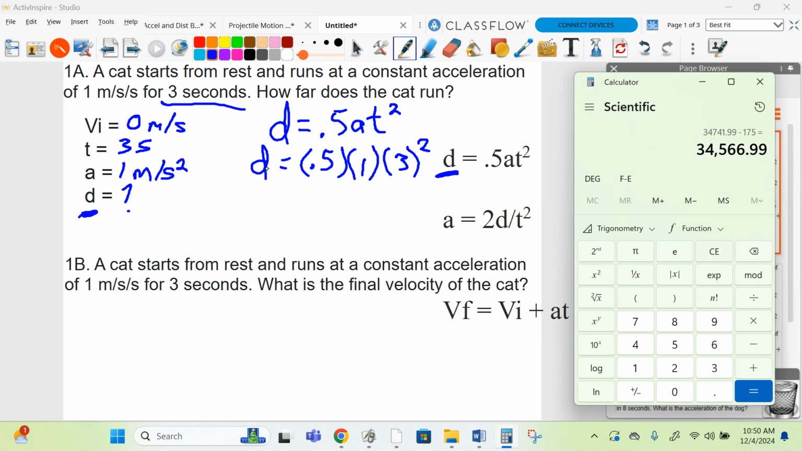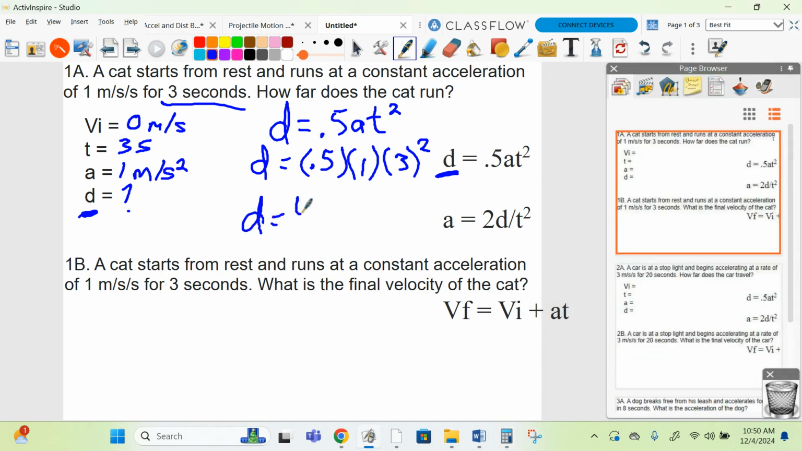So as I pull up my calculator app, 0.5 multiplied by 1 multiplied by 3, and I want to press the square button before pressing equals, because I only want to square the time. I don't want to square the entire term. When I press equals, my distance then is 4.5 meters, and this is what I want to put in the form, 4.5.